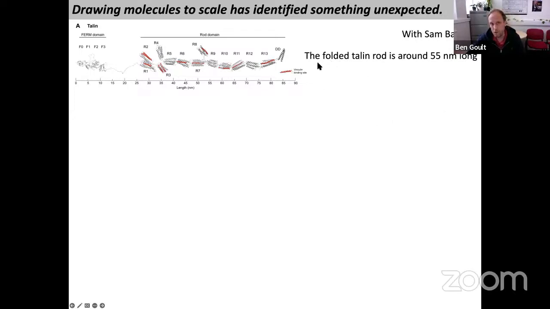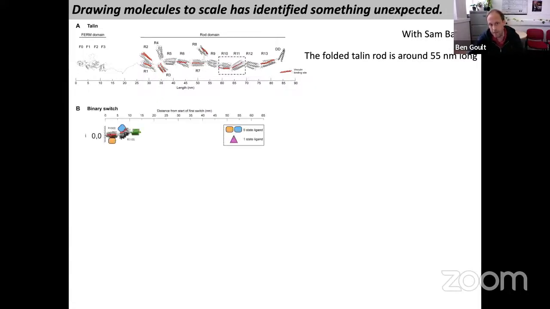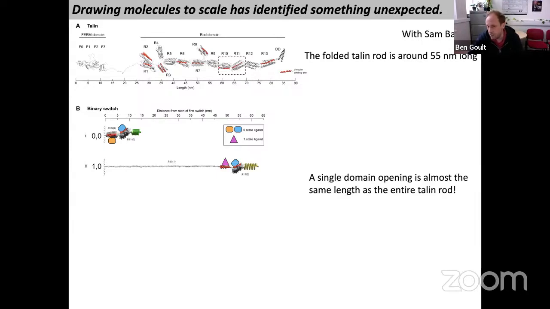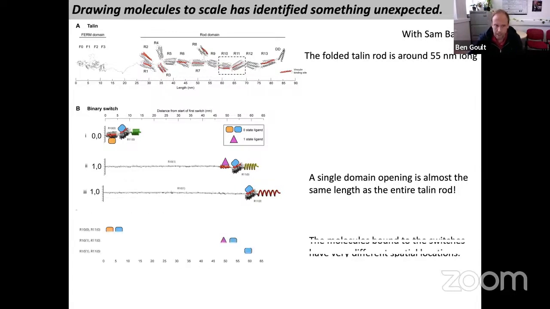If you look at what happens if you draw these molecules to scale, this is a scale drawing of Talin with all 13 domains folded. And the rod's about 55 nanometers. If we just take 2 of these domains and draw them out like this with 2 ligands bound to them, and then watch what happens when one of these switches opens up, it introduces 50 nanometers in length into this molecule. So in essence, a single domain opening is pretty much the same length as the entire Talin rod. So the rod's doubled in length with just a single domain opening.